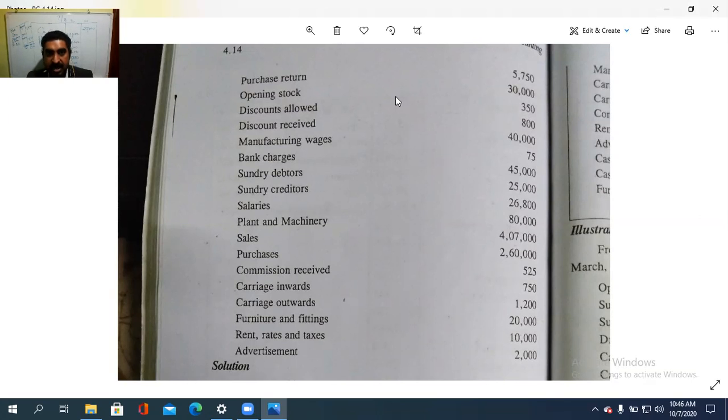Debtors, debit. Creditors, credit. Salaries, it is an expense, so it is on the debit side. Plant and machinery, it is on the debit side. Sales, assets, so it is on the debit side. Then sales, in revenue, income generated, so it is on the credit side. Purchases on the debit side. Commission received on the credit side. Carriage inwards, what is that? Expense, so it is on the debit side. Carriage outwards on the debit side.